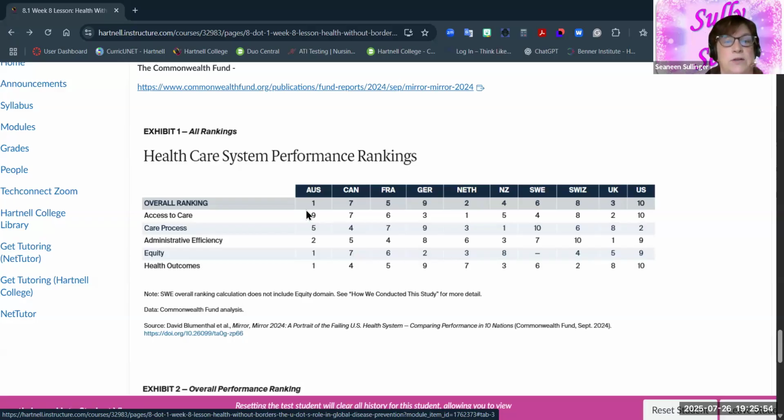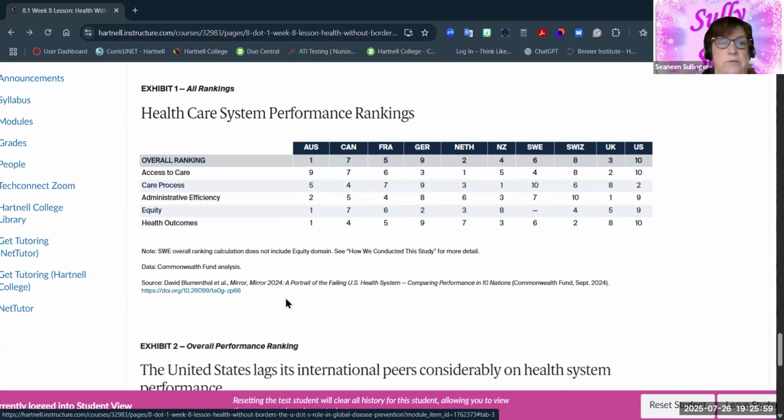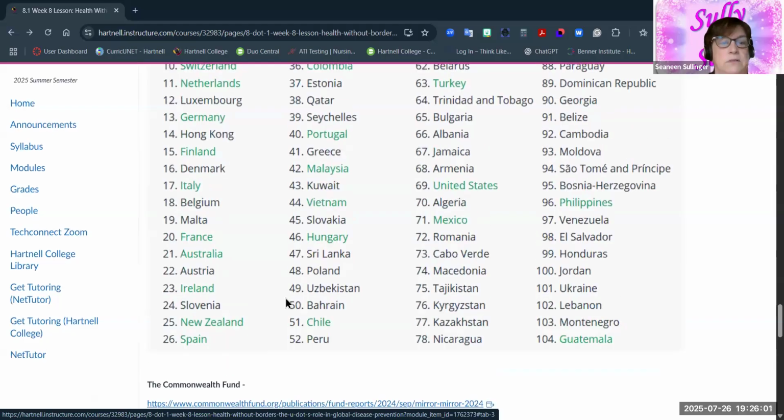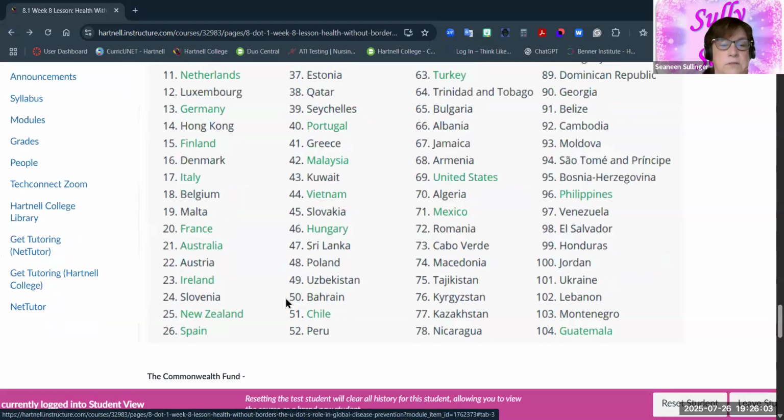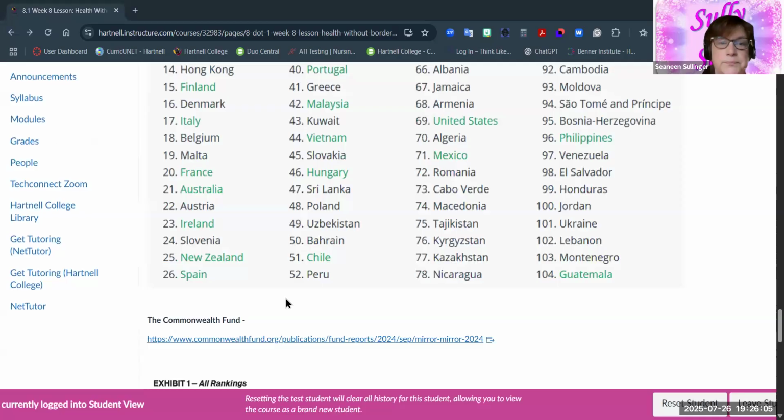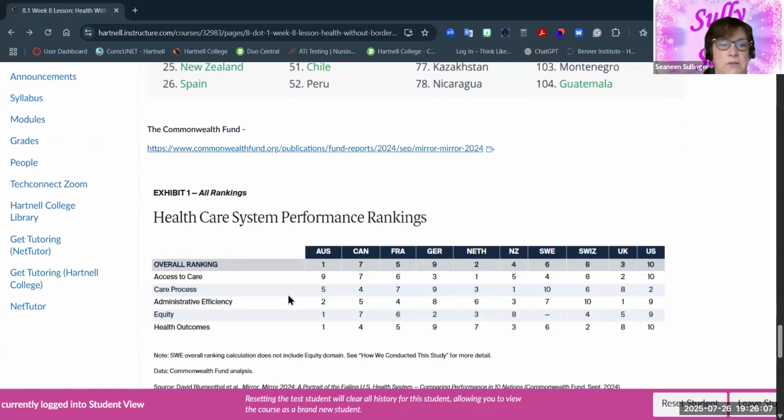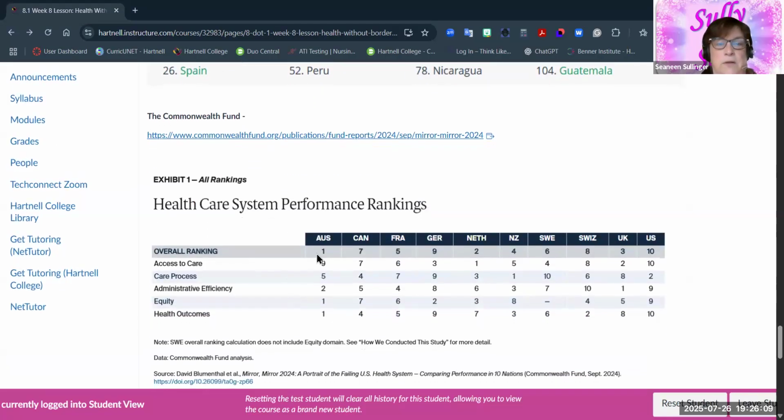It just amazes me. Austria, sorry, Australia, not Austria, right? Oops, come back. There we go. Number one, Australia, Netherlands. UK is number 3. Now they don't do so great with the care process, but they're good in other things.